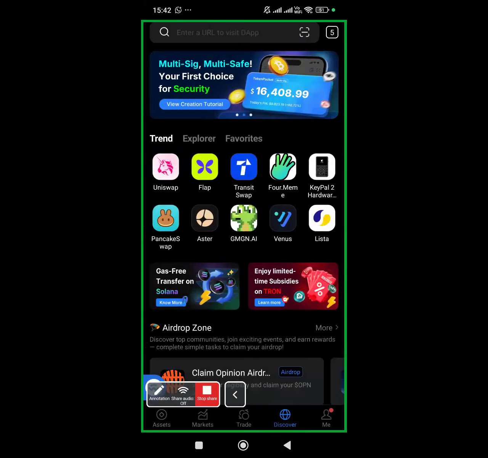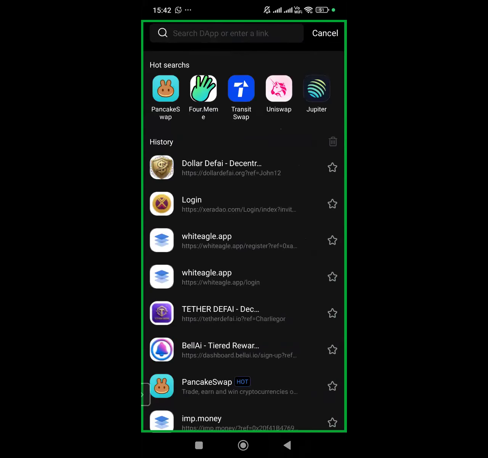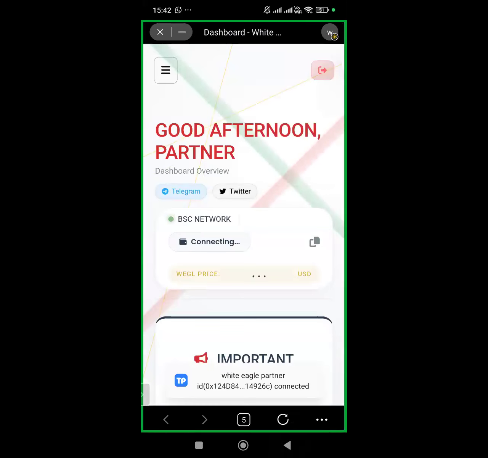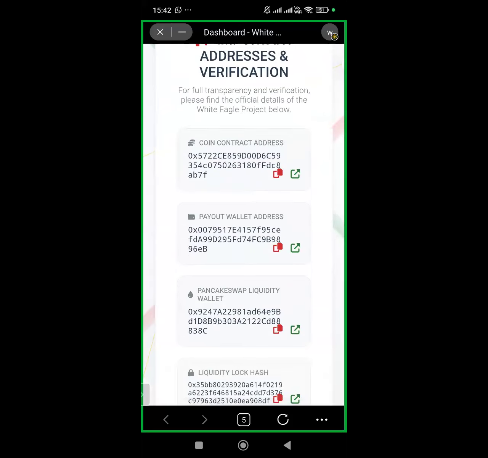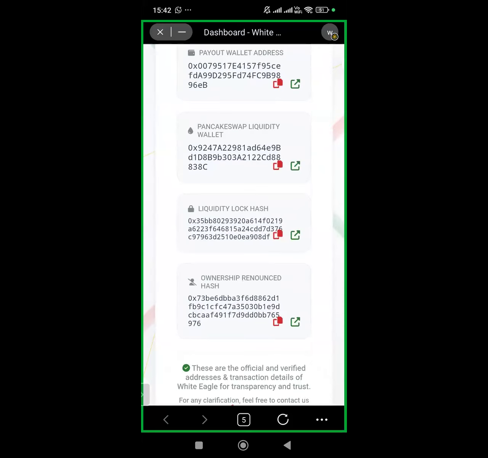How can we check the liquidity is locked? You have to go on PancakeSwap, where they have put the liquidity. You just go there and see if it is really locked or not. How can you see that? You just go and click on the transaction. This is the transaction on PancakeSwap where they have locked the liquidity.